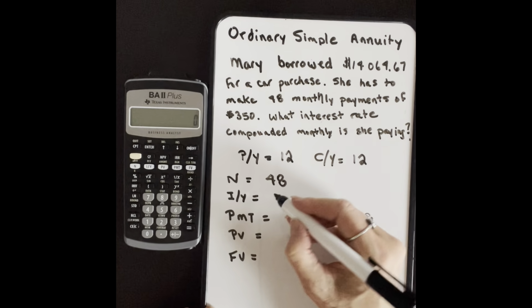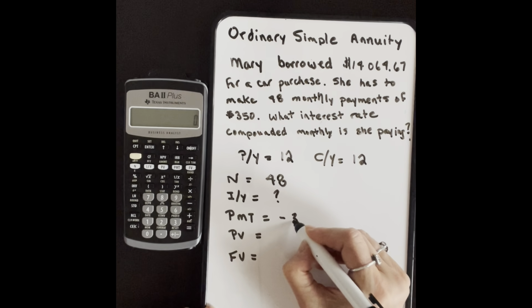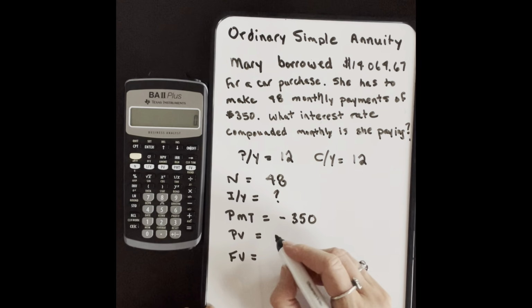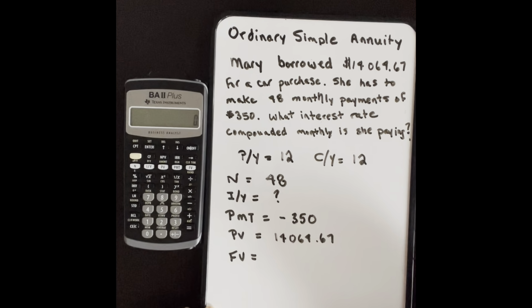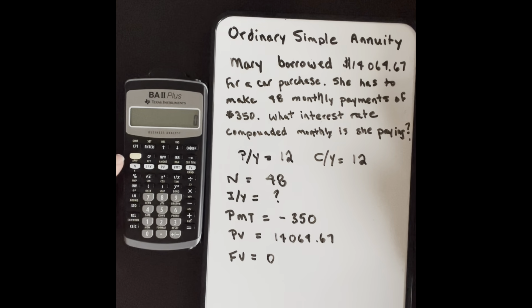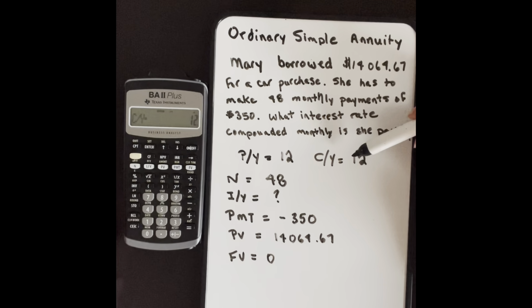Interest rate is what we're finding. The payment amount is $350. We make that negative. Present value is what she borrowed, so $14,064.67. Future value is 0. Once she's paid off the loan, there's nothing left. So let's start off with payments per year and compound periods per year. Second function, P per Y, is 12. Make sure you enter it. Scroll to make sure compound periods per year is also 12, and then we can quit.